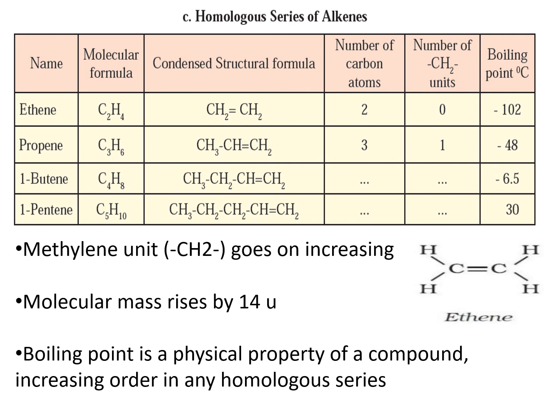Now, CH2 is known as the methylene unit. If you see tables 1, 2, and 3, that is the homologous series of alkanes, alcohols, and alkenes, what can we say? The methylene unit goes on increasing from the first hydrocarbon towards the end of the series. Since the CH2 unit increases, the molecular mass rises by 14, that is, 14 u.